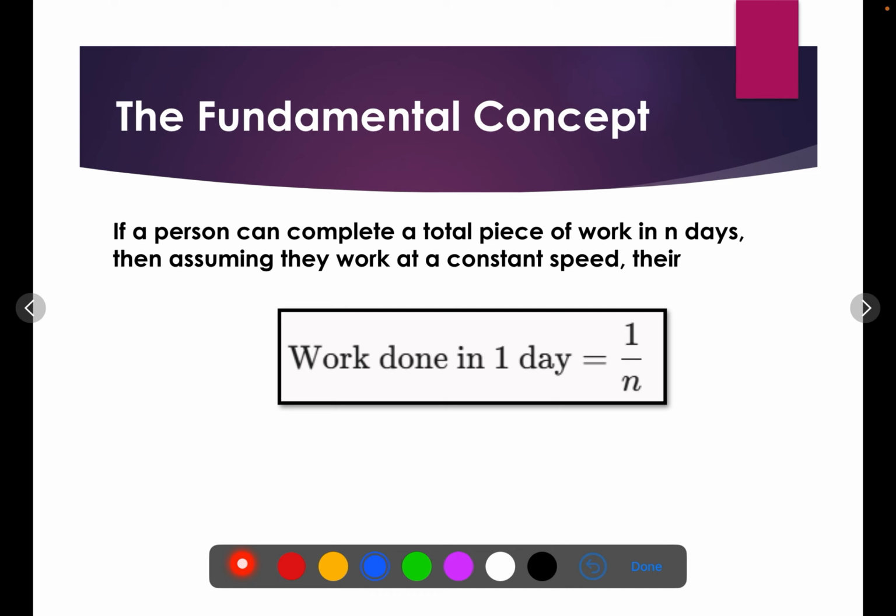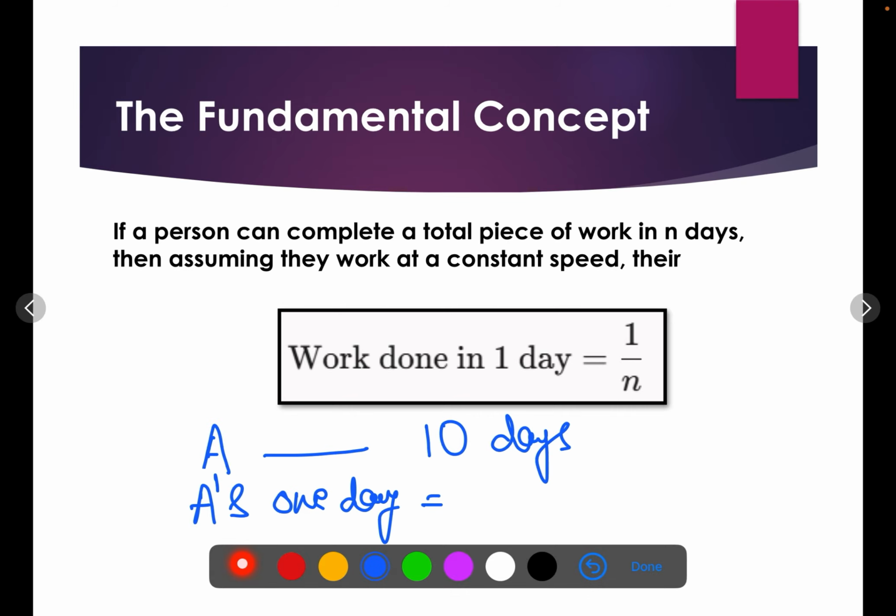Let's take an example. If I say a person A does a work in 10 days. A completes a work in 10 days. So what is 1 day work? So in 1 day, A will do 1 by 10 work. Right?